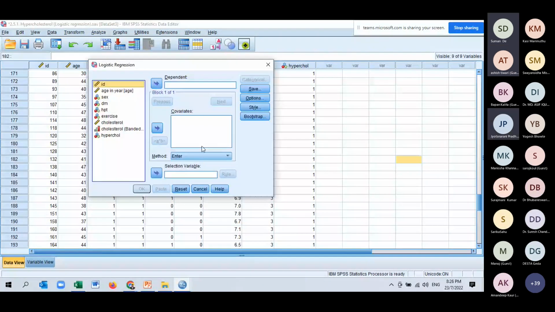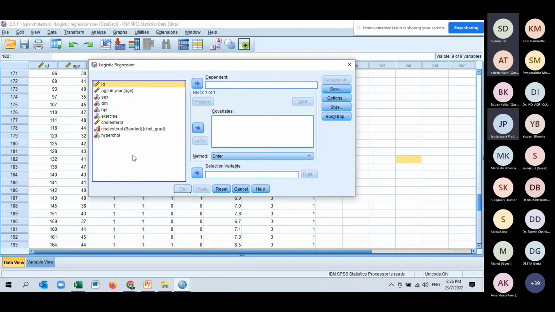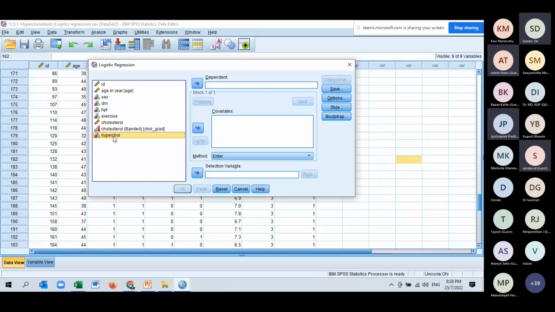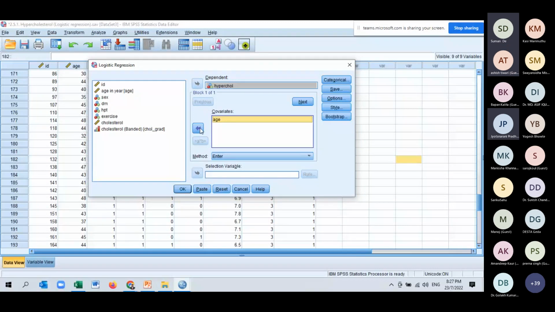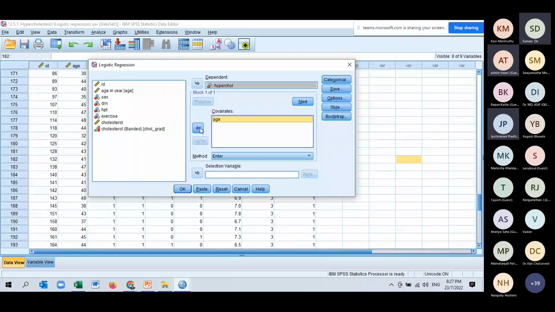We all have this window. The last variable is hypercholesterol. We go to Dependent. By asking the age, we will be able to predict whether the candidate will be hypercholesterol or not. So transfer hypercholesterol to Dependent, and keep age in the Covariates. The impact of age on hypercholesterol. This is a simple binary logistic regression, not multiple, because we have 1 independent variable and 1 dependent variable.